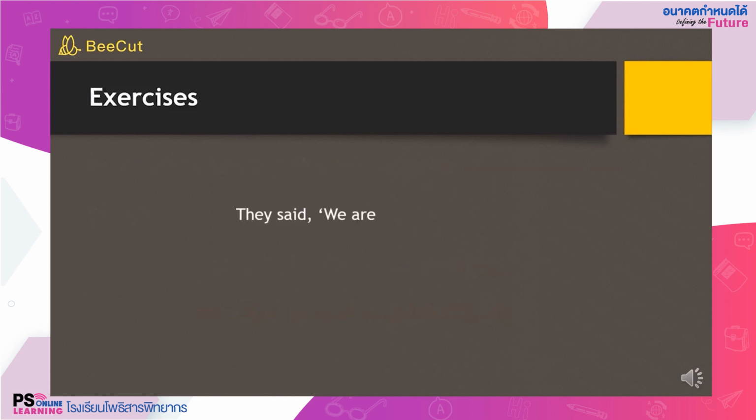They said, "We aren't ready." What is the reported speech form for this sentence? The answer is, they said they weren't ready. We changes to they. Aren't is present simple and it changes to weren't, simple past. That is an optional word.